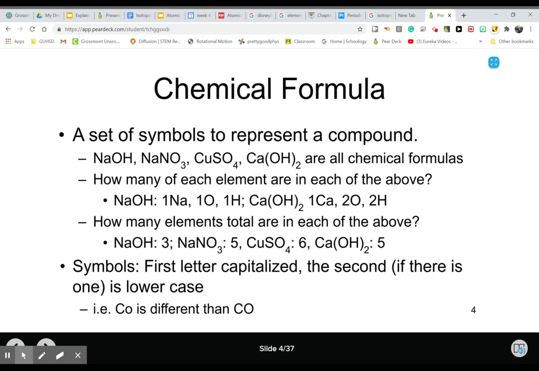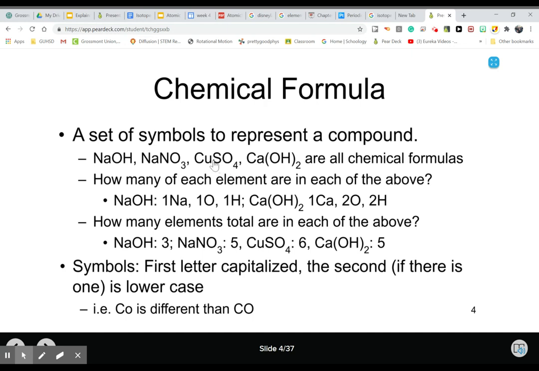Now, you're not going to be doing this until the very end of this quarter and then moving into second quarter. But I do want you to be familiar with the fact that those symbols actually mean something. But the question at hand is how many of each element are in each of the above. So here I have one Na, one O, and one H. One Na, one N, 3 oxygens, because that 3 goes with just the oxygen, 1 Cu, 1 S, and 4 oxygens.